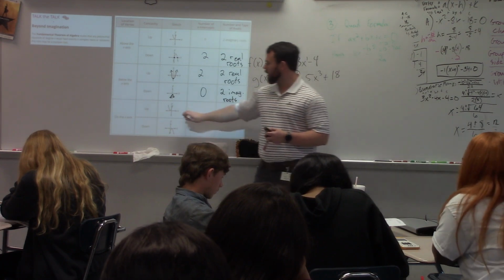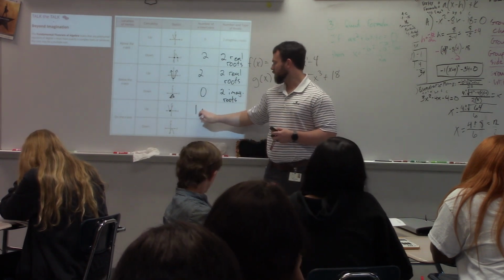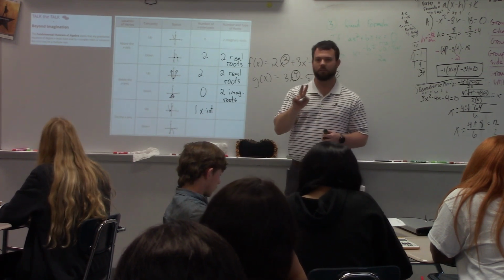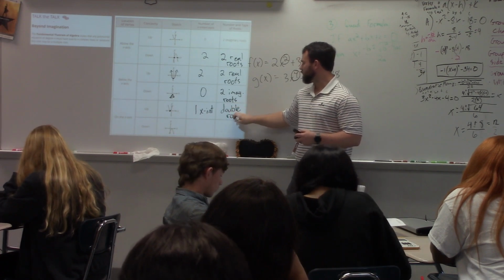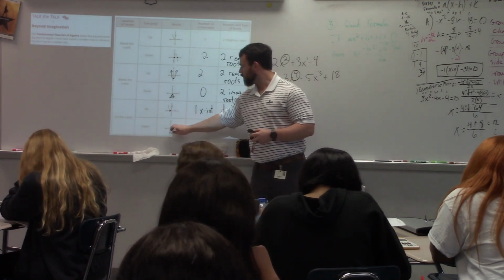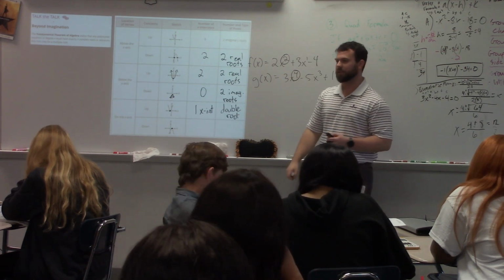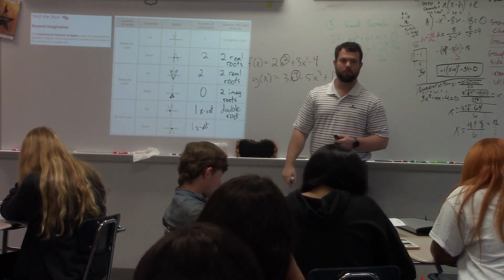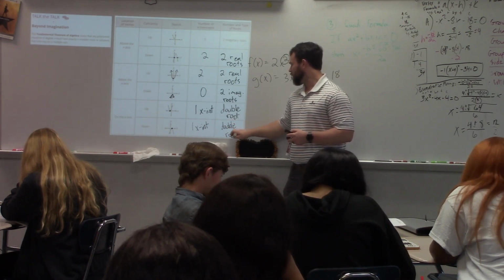So now the vertex is on the x-axis and it's concave up. How many x-intercepts? But how many roots does it have to be? It has to be 2, so what do we call that? A double root. Still 2 roots. So now we have a vertex on the x-axis and it's concave down. How many x-intercepts? Roots? Double root. Okay.